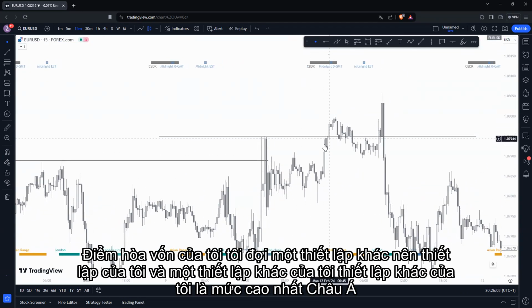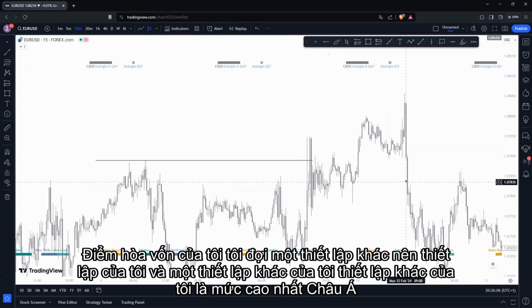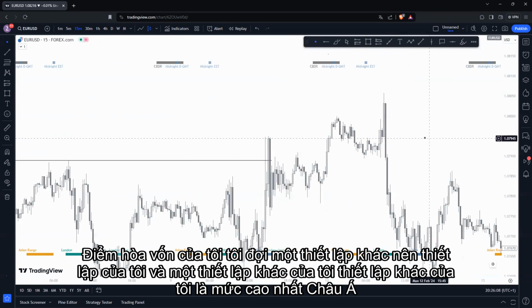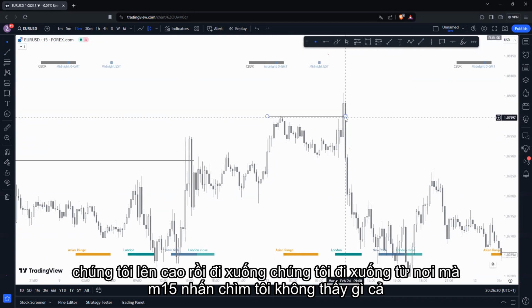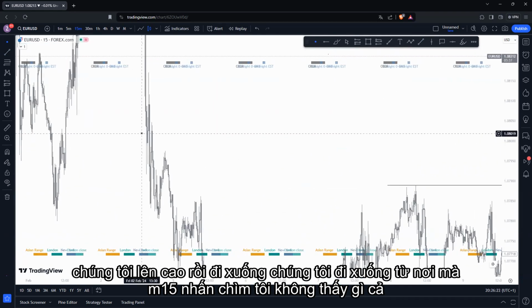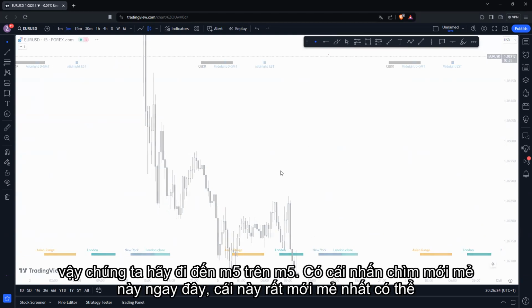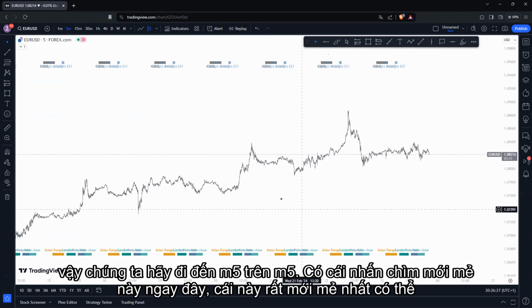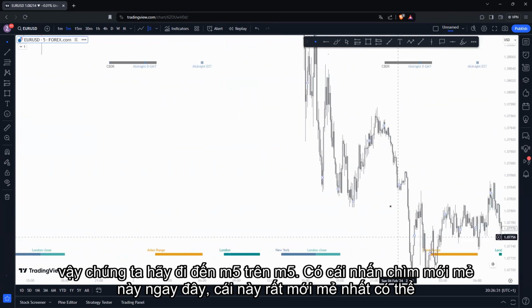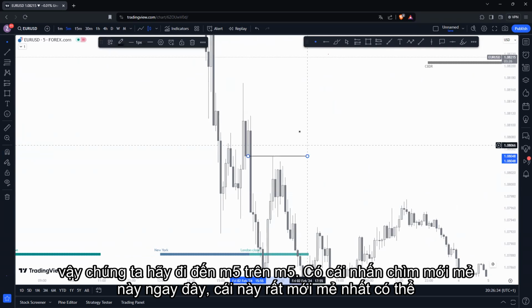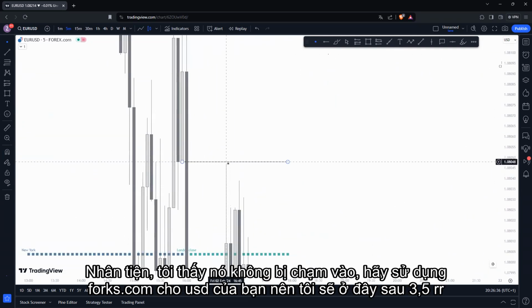So once it took my break even, I waited for another setup. My other setup was an Asian high to low setup. So we took the Asian high, as you can see, it is at 1 a.m. after 1 a.m. my time. And then we took the high and then we went down. We went down from what? An M15 engulf? I don't see any. So let's go to the M5. On M5, there was this fresh engulf right here. This is very fresh, as you can see, it did not get touched.